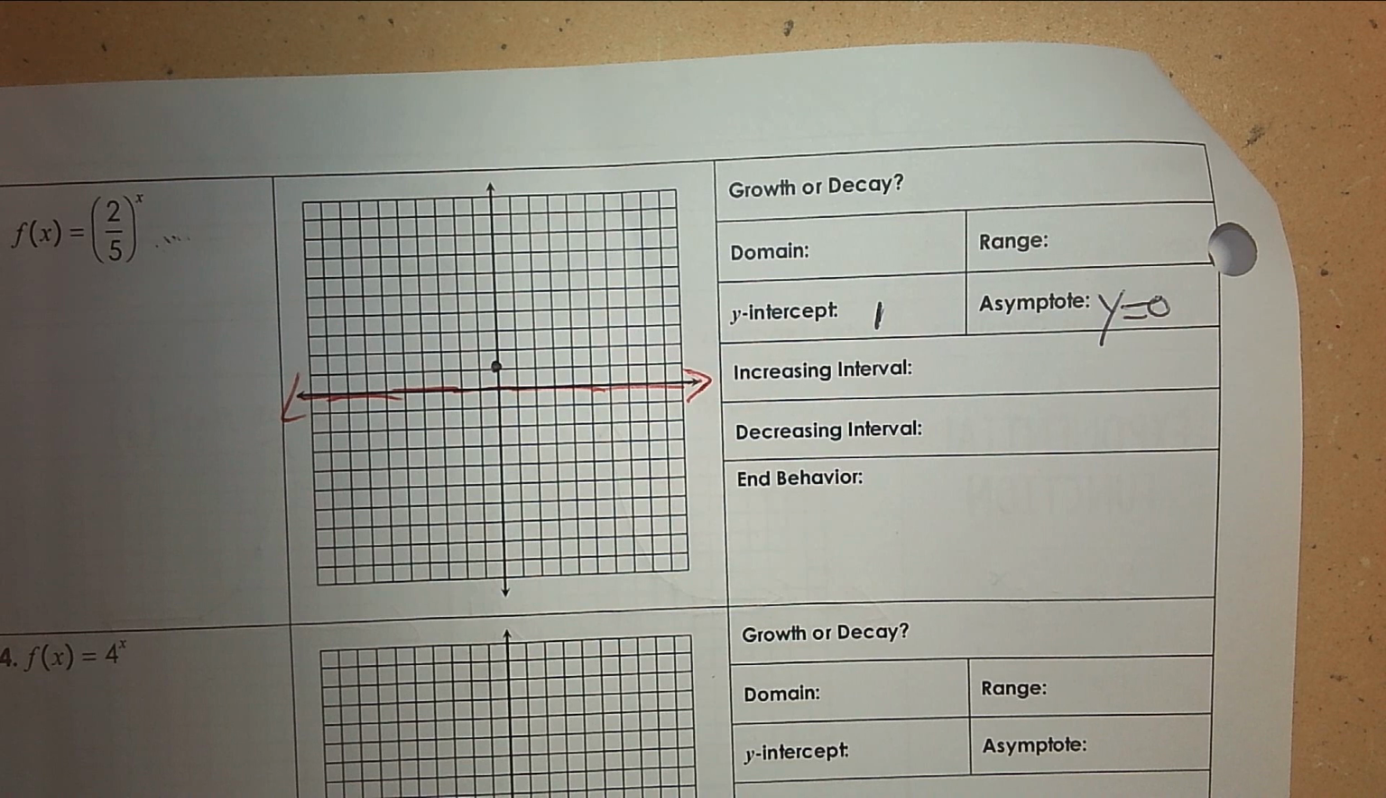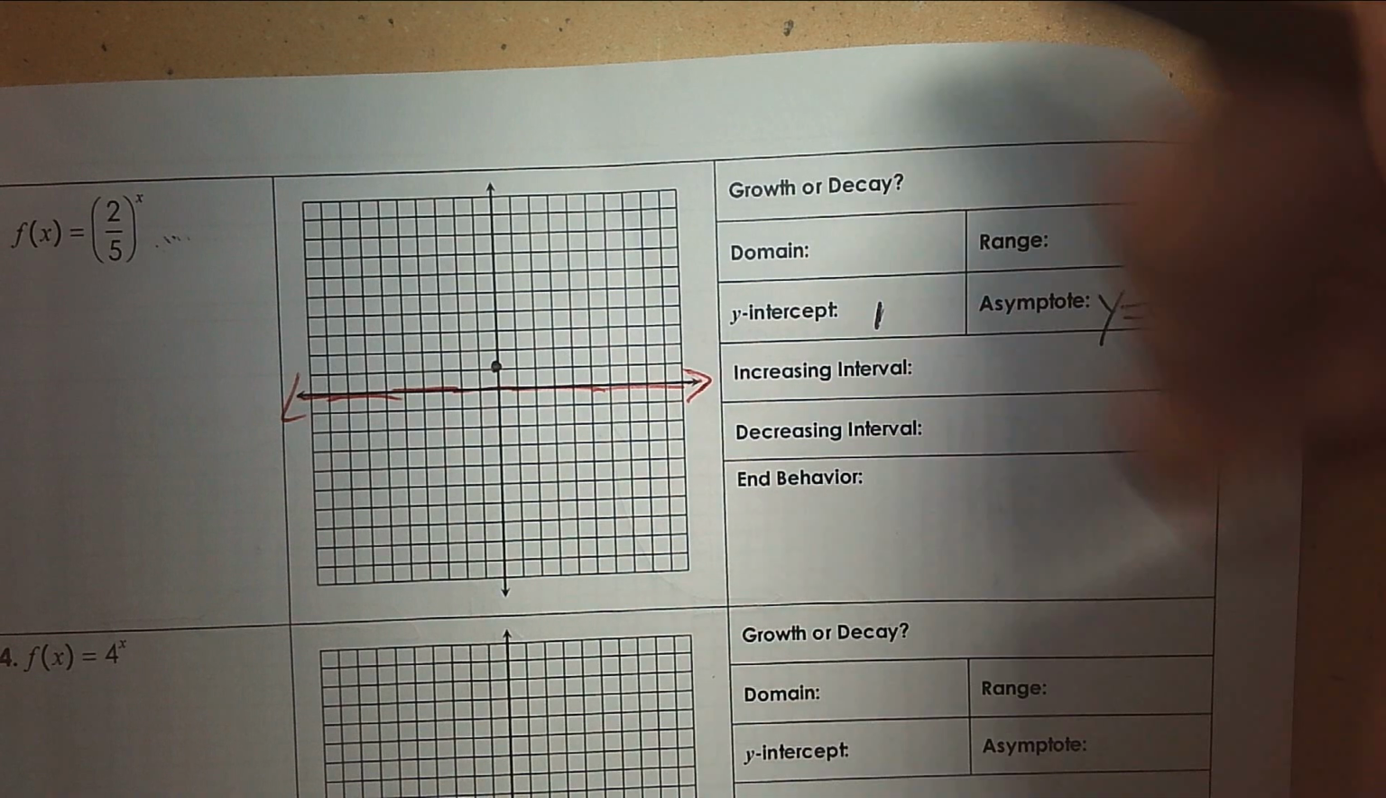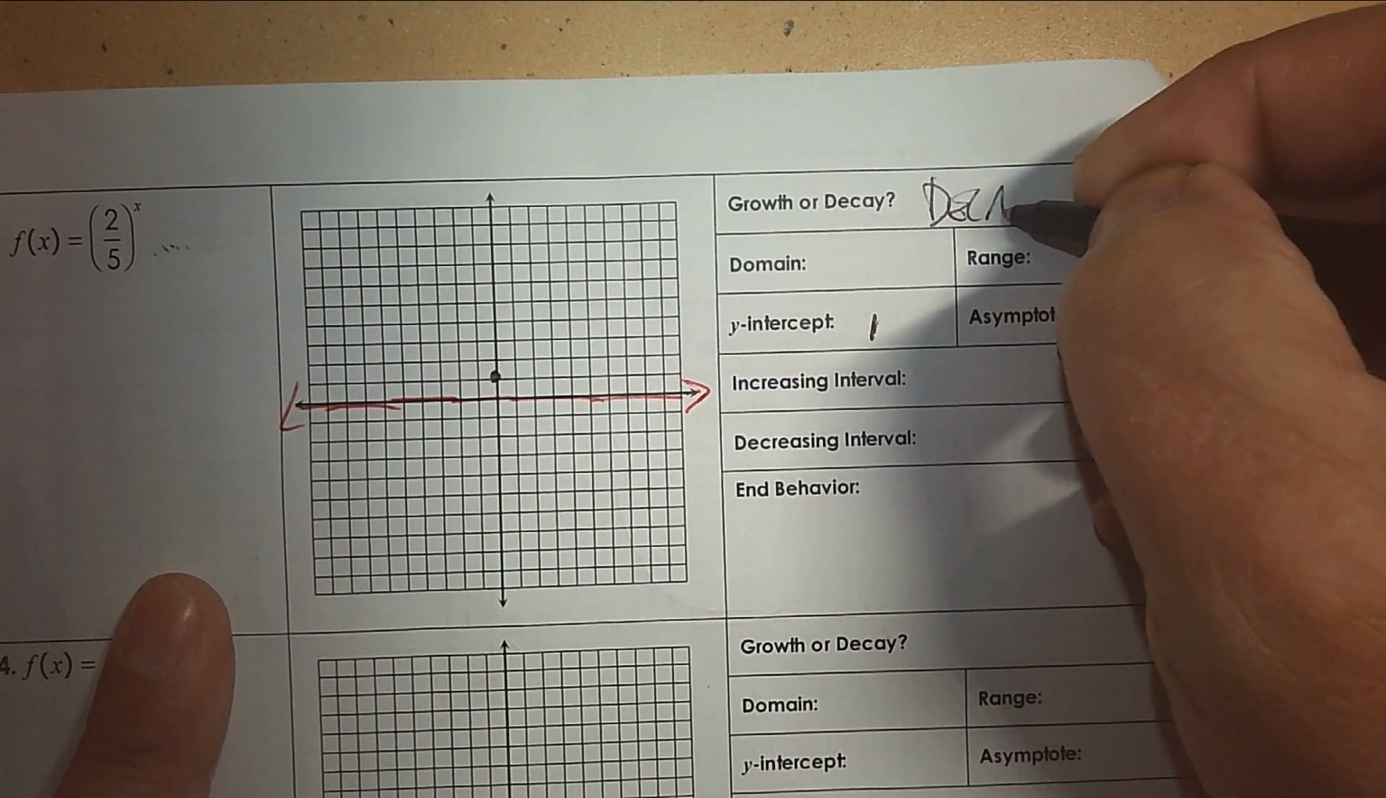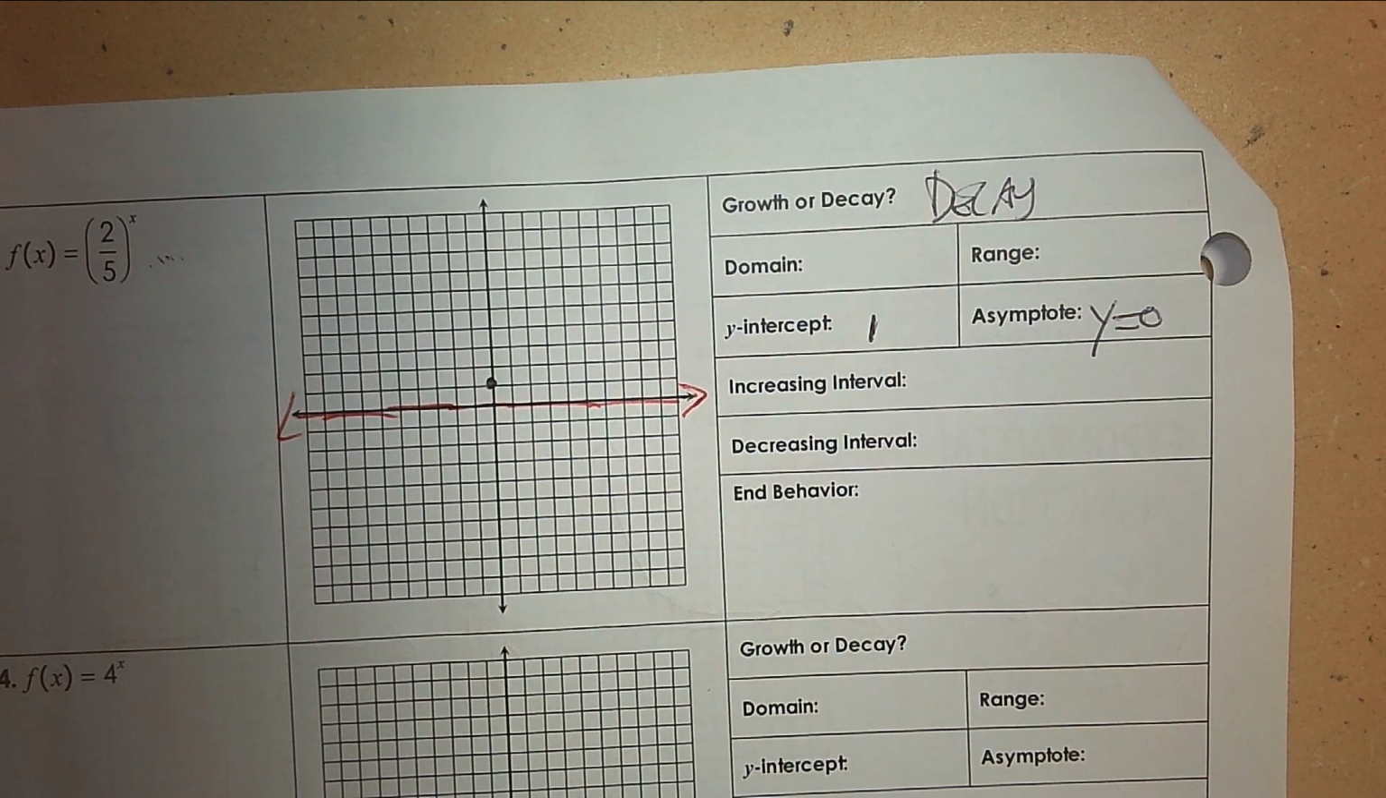Do you know the base is what number? 2/5. Is that a growth model or a decay model? Why? It's less than 1, isn't it? So if it's not just a fraction, because if it was a fraction like 4/3, it would be growing, because that fraction is bigger than 1, right? It's a fraction that's between 0 and 1.